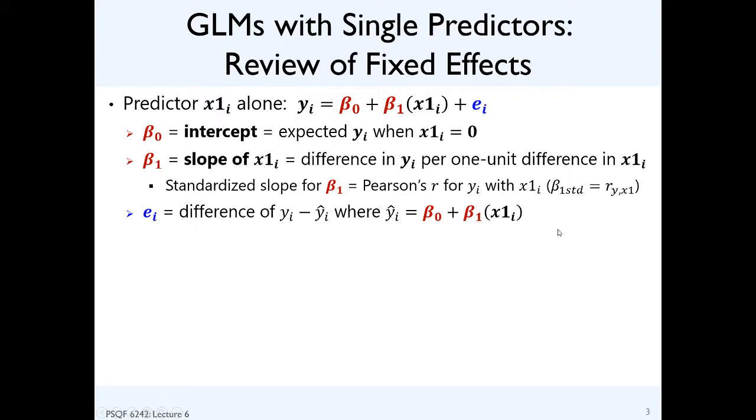So reviewing what fixed effects mean when you have only one predictor. If I have just beta 1, the intercept is the expected outcome when this x1 is 0. The slope is the difference in y per unit change in x1.